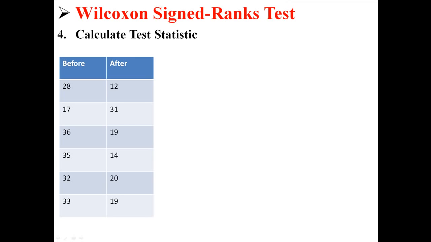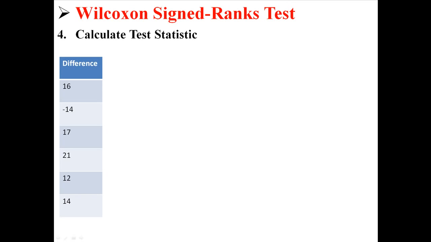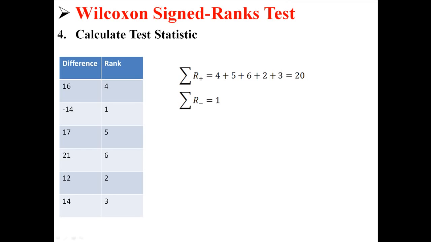Here is our data, just organized in a different way so we can work with it. And now we're going to calculate difference scores. This is just like a dependent samples t-test. We have difference scores, so now we're going to throw away the original stuff. We just care about these difference scores. So now what we're going to do is rank these difference scores, where the lower the number, the lower the rank, and the higher the number, the higher the rank. So our lowest number, negative 14, is ranked 1, and our highest number, 21, is ranked 6.